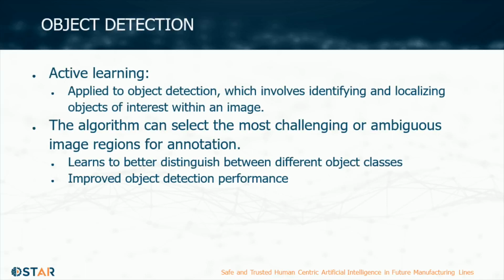Object detection. Active learning can also be applied to object detection, which involves identifying and localizing objects of interest within an image. In this scenario, the algorithm can select the most challenging or ambiguous image regions for annotation. By focusing on these regions, the algorithm can learn to better distinguish between different object classes, resulting in improved object detection performance.